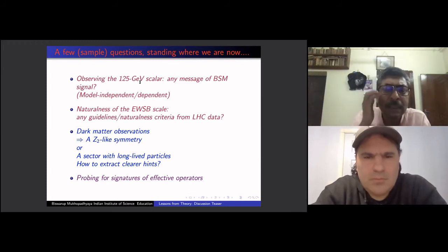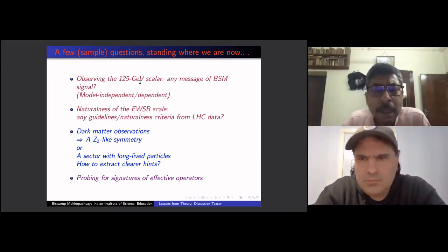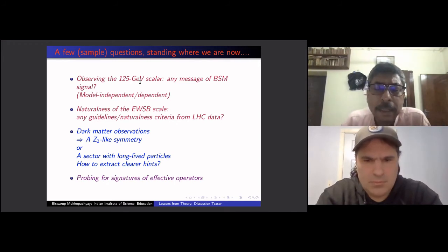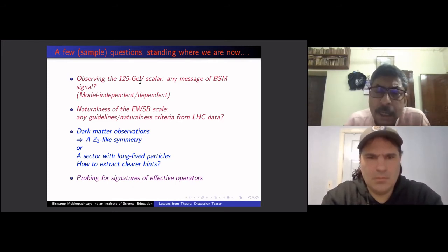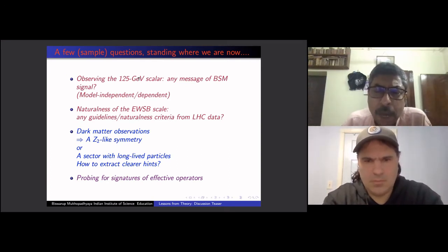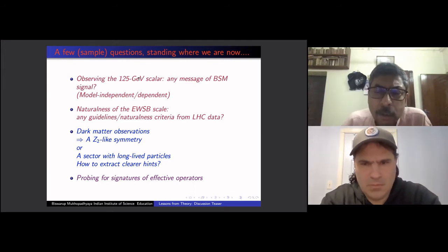And last but not the least, this is again a point contained in the previous talk: whether effective operators carrying the messages from new physics, whose relevant scale is just above the LHC reach, or which contains some UV completion which starts just beyond the LHC reach, whether signatures of such effective operators can be probed with greater vigor in the incoming data. So these, ladies and gentlemen, are just a few points jotted down arbitrarily, but quite remarkably contained in the talk which we have just heard.